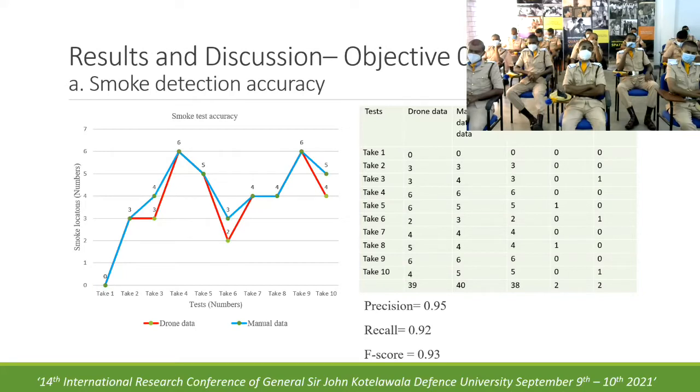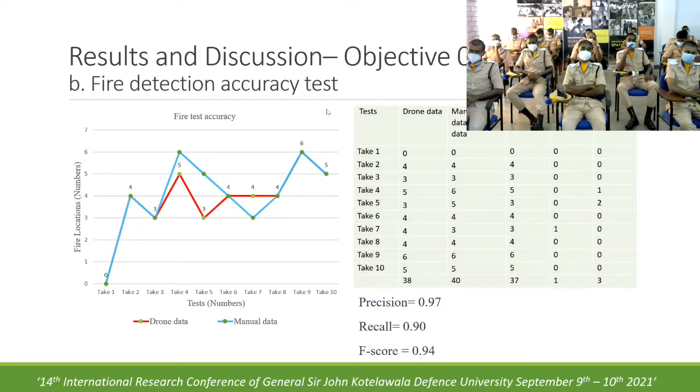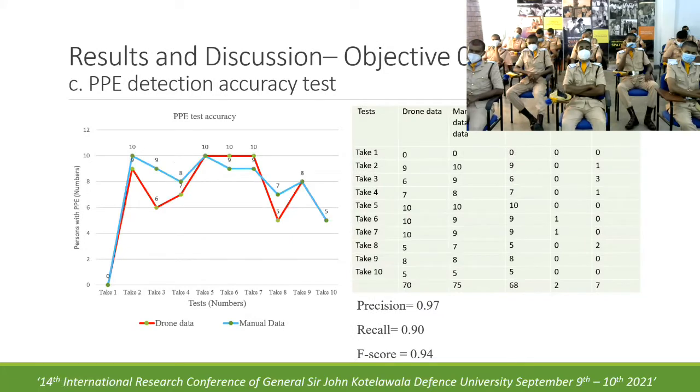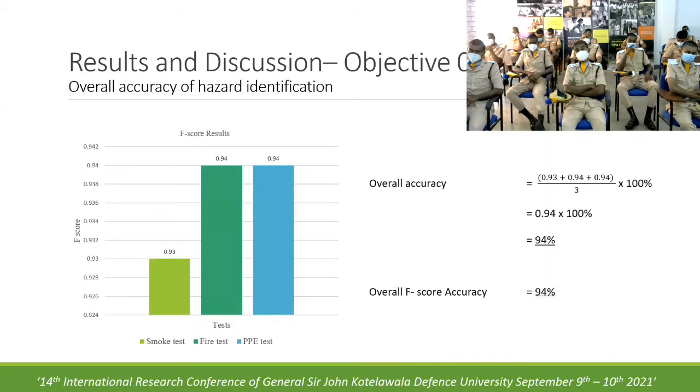The remaining fire detection accuracy test and the PPE detection accuracy test were performed the same as the previous smoke test, and at the end of every test the F-score was calculated as before. Finally, I calculated the mean value of all three F-scores, and all three accuracy tests scored about 90% of good accuracy, proving the drone has better accuracy of hazard detection while fulfilling the second objective of the study.